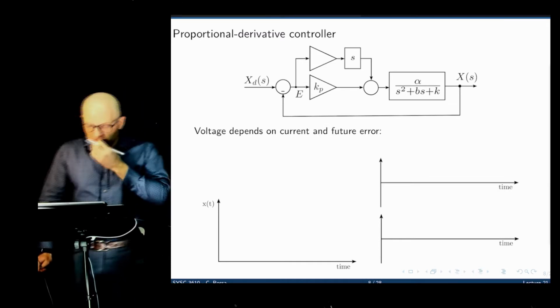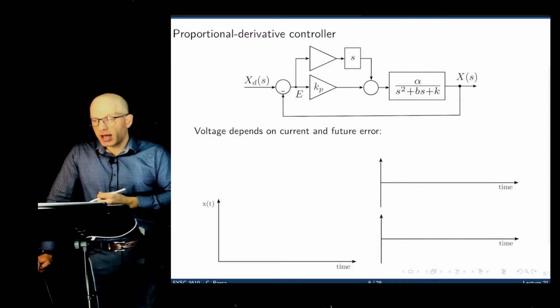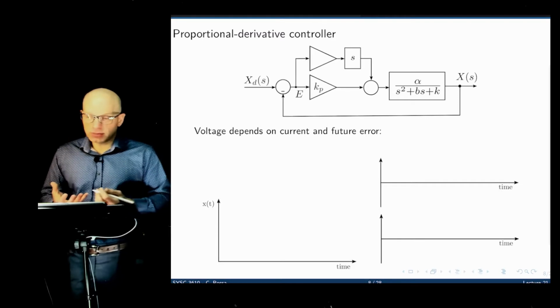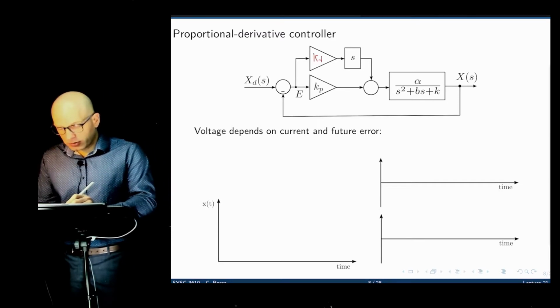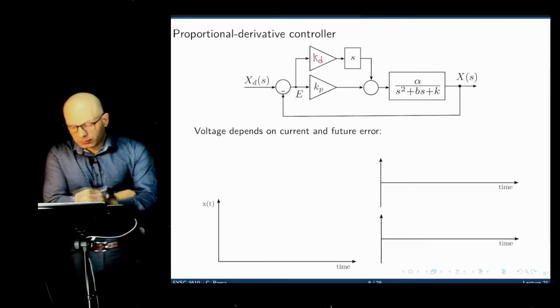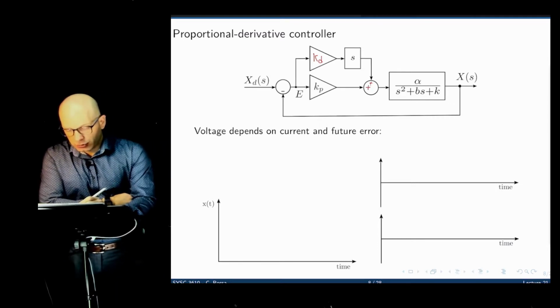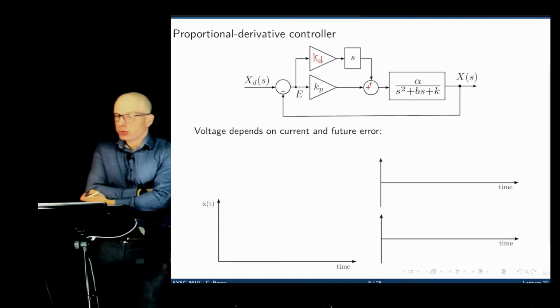Now, how do we fix that? Well, that's the idea of the derivative controller. We can simply add another branch to our controller and make it proportional to the rate of change of the error. We are taking the derivative of something, looking at how it is changing over time. So if you multiply this by an error derivative, and add that to the proportional controller, here we have a proportional derivative controller.